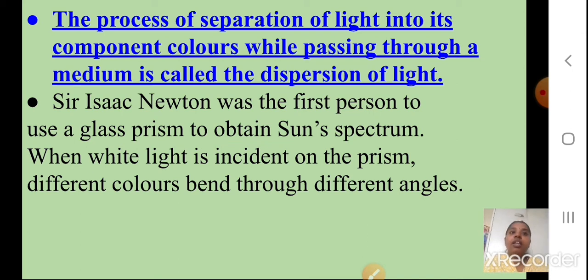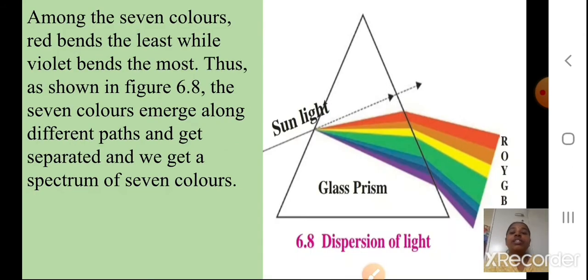I'll repeat again. The process of separation of light into its component colors while passing through a medium is called the dispersion of light. Sir Isaac Newton was the first person to use a glass prism to obtain the sun's spectrum. When white light is incident on the prism, incident means when it is falling on the prism, different colors bend through different angles. See here, you can see in diagram 6.8 which is given in your text.